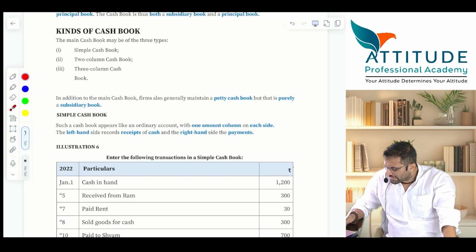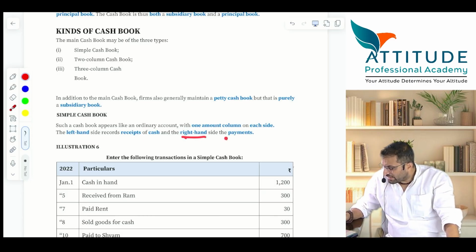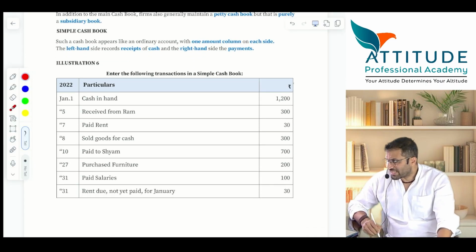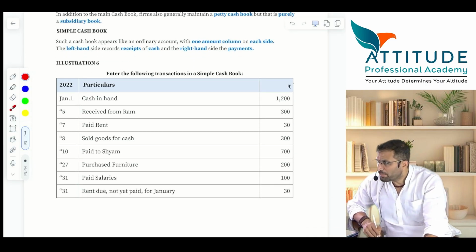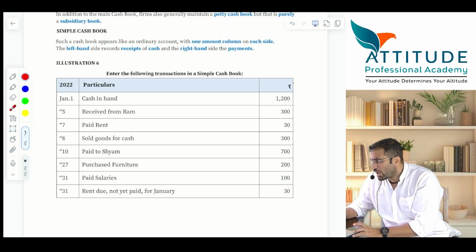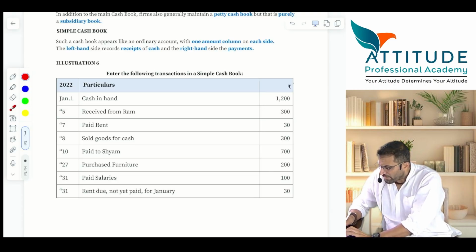Next, simple cash book. Such a cash book appears like an ordinary account with one amount column, and on each side, the left hand side records receipts. Left hand side is debit side, and the right hand side records what? Payments. Is that clear? Now we'll see these transactions and we will put the things into place. Illustration 6. First I will solve it. You first keep on telling me what are the things and all. Is that clear? Now have a look at it.